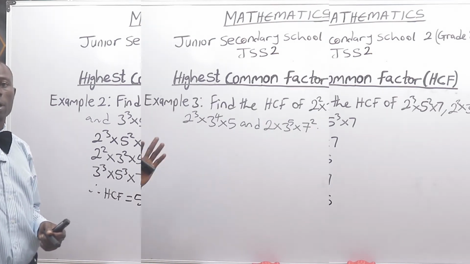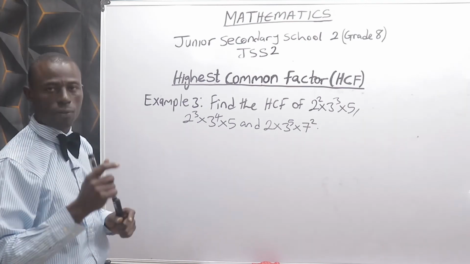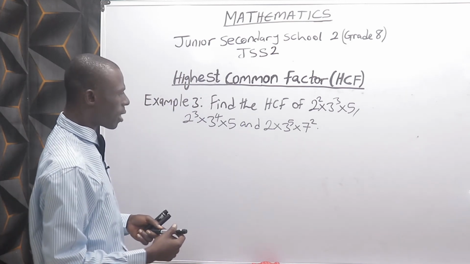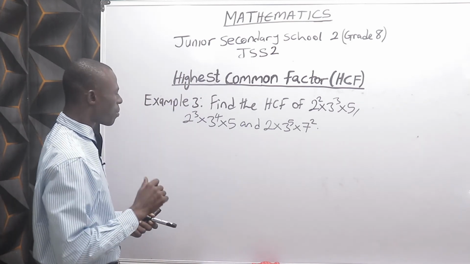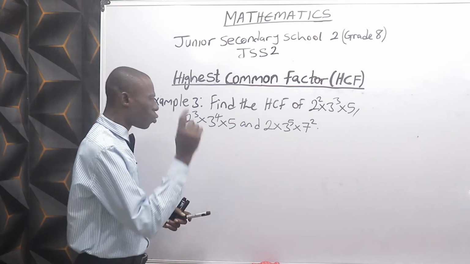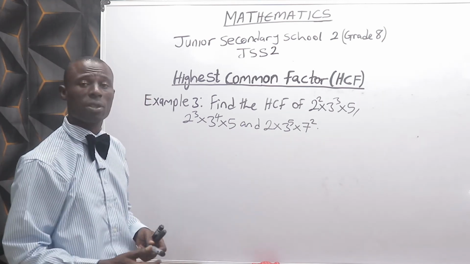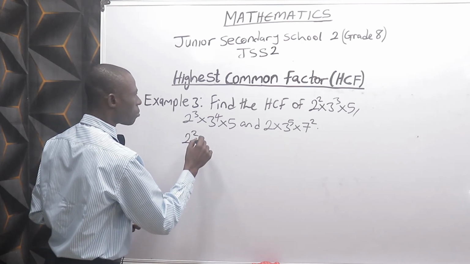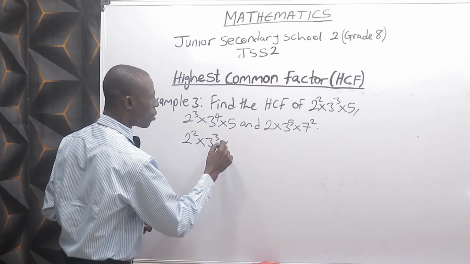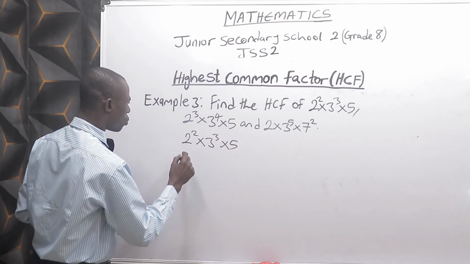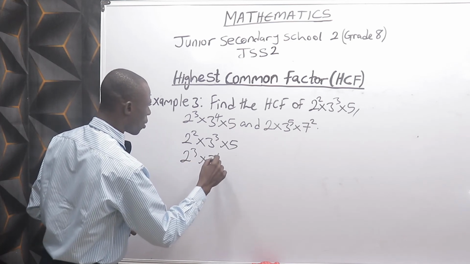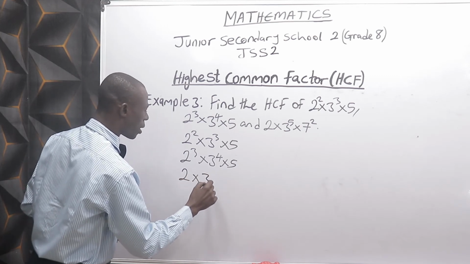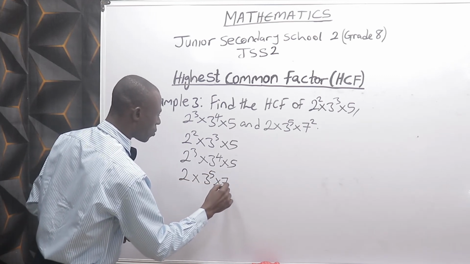Let's consider example 3. Under highest common factor, find the HCF of 2 raised to power 2 times 3 raised to power 3 times 5, comma, 2 raised to power 3 times 3 raised to power 4 times 5, and 2 times 3 raised to power 5 times 7 raised to power 2. So, align them, put them beside each other. 2 raised to power 3 times 3 raised to power 4 times 5. Then lastly, 2 times 3 raised to power 5 times 7 raised to power 2.